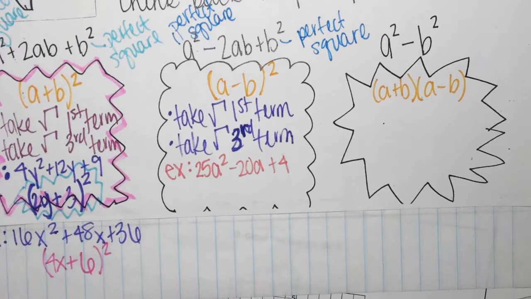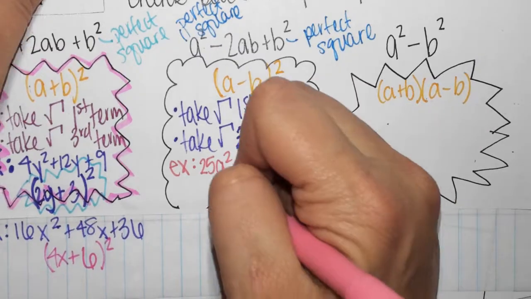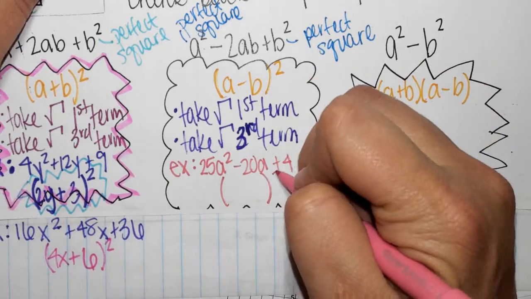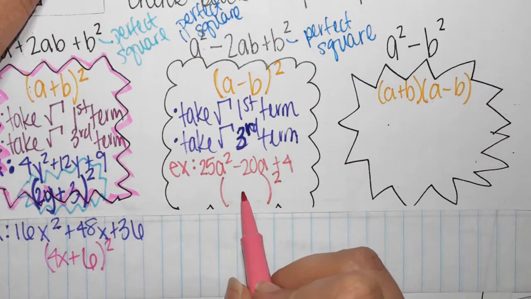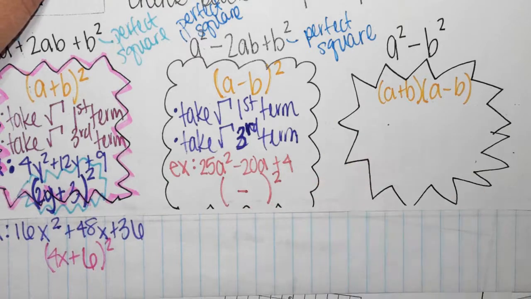Alright, so everybody draw your parentheses, put a squared, but what's going to be on the inside this time? A subtraction.